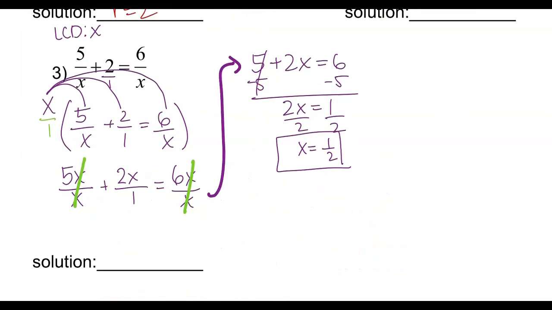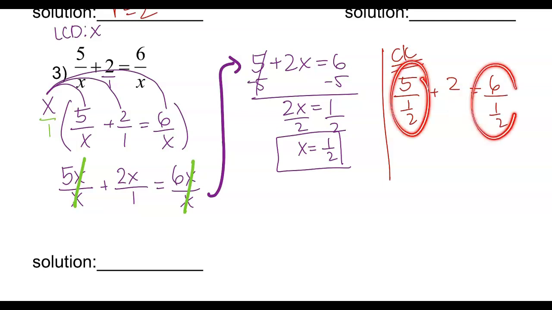So let me zoom out a bit. And I'm going to rewrite the original problem to check it. So 5 over 1/2 plus 2 equals 6 over 1/2. You don't need to put this 2 over 1. If you want to, you can, but it's not going to change your answer. Chris, how would I simplify these two ugly fractions? What would I need to do?